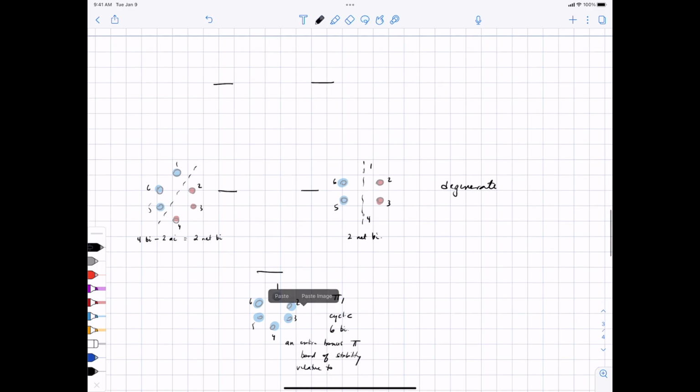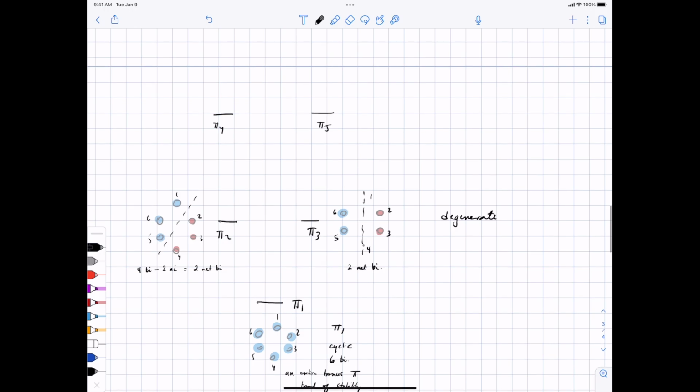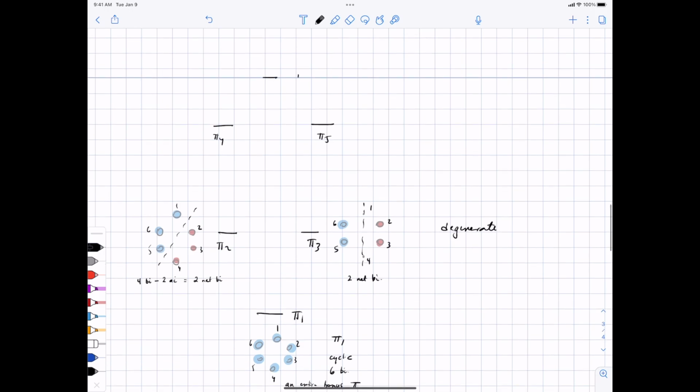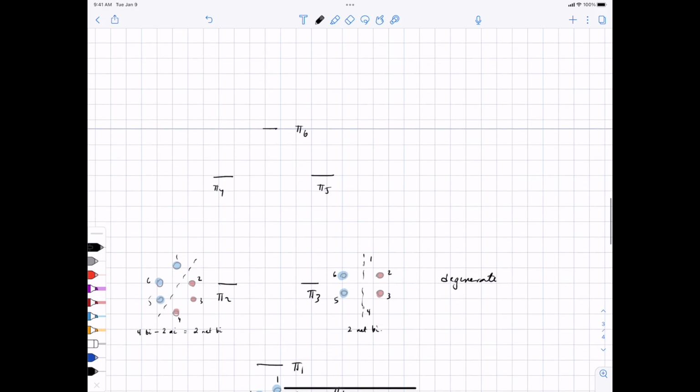All right, so we'll call this one pi 1, pi 2, and pi 3. You can look in your text and it will show you the structures of pi 4 and pi 5. Pi 6 is simply going to be the one where they're all out of phase, so we have wave function sign changes between each atom for a maximum possible number of nodes.